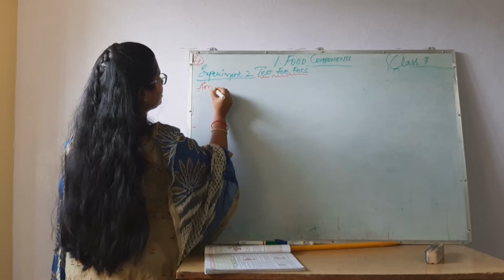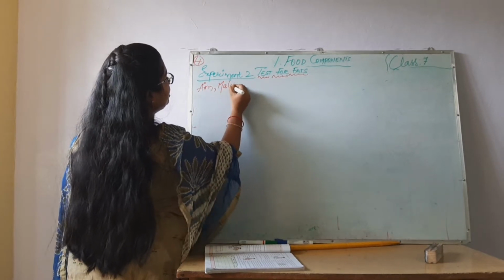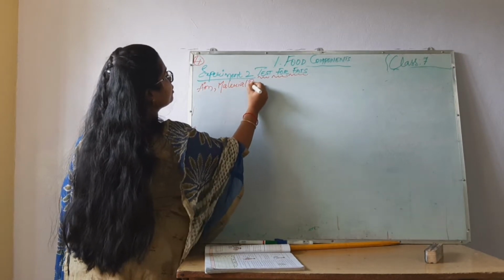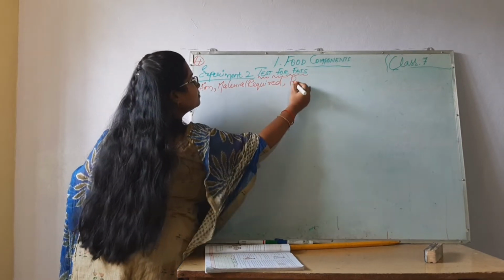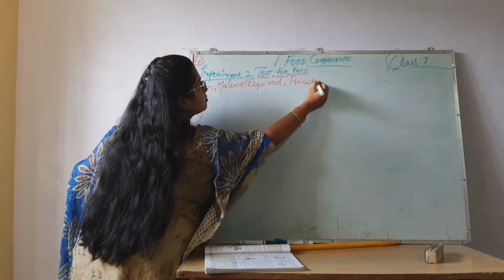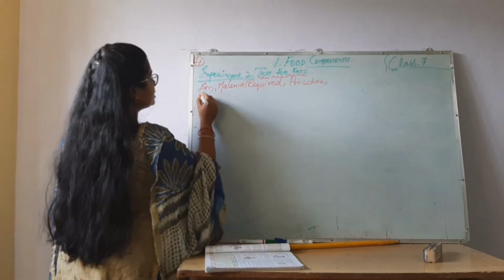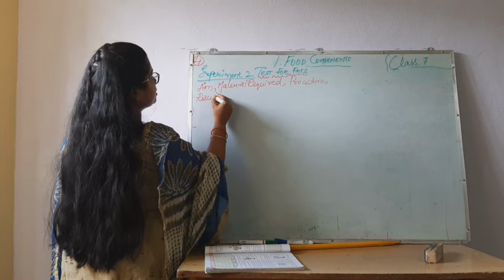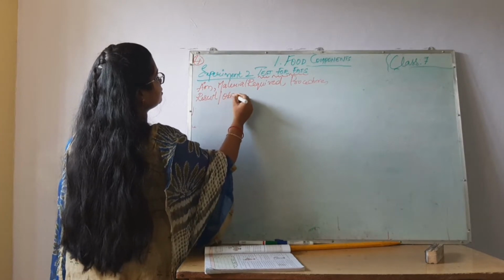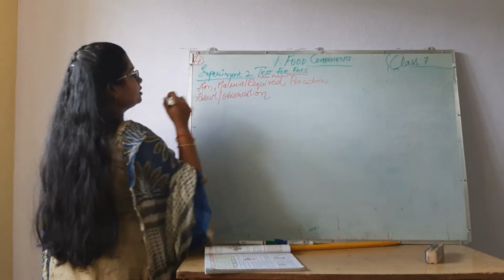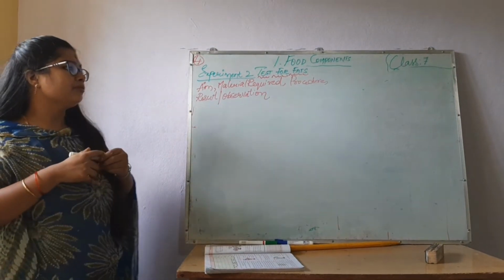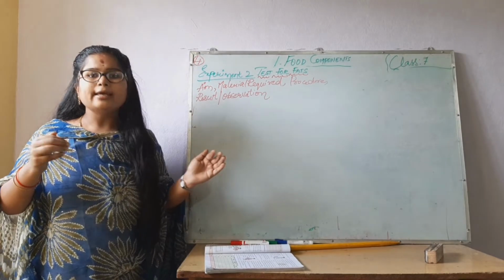Aim, material required, procedure, result or observation. You are supposed to write all these things before you write and test any experiment.